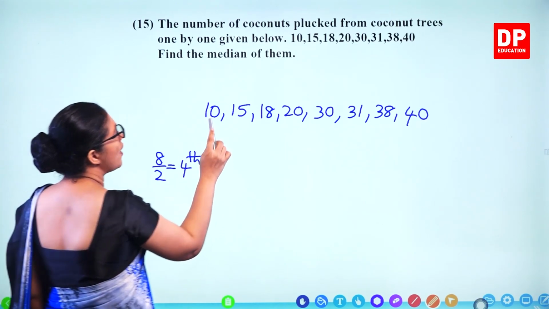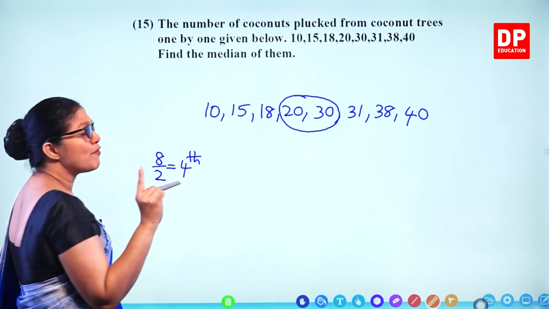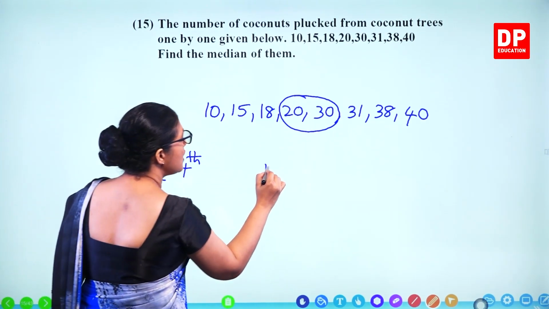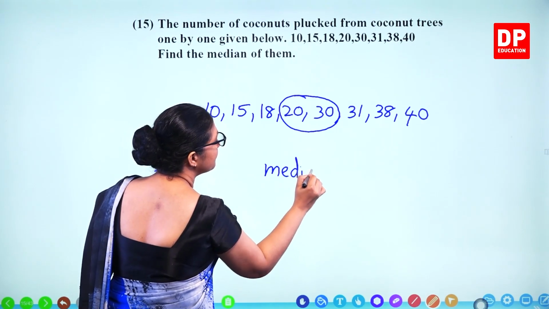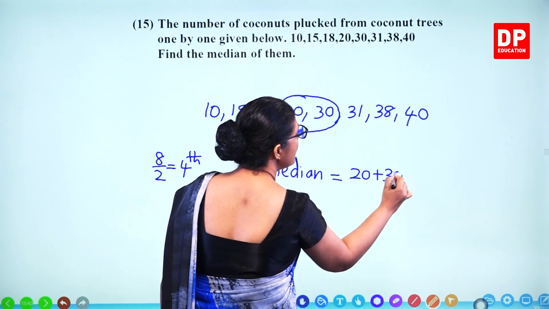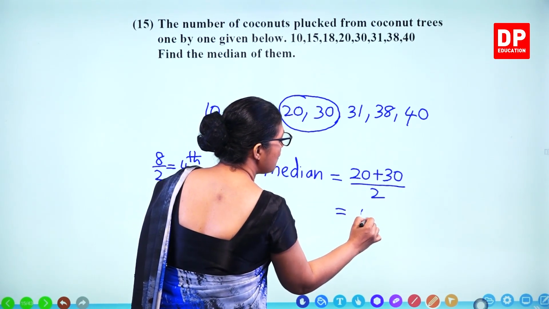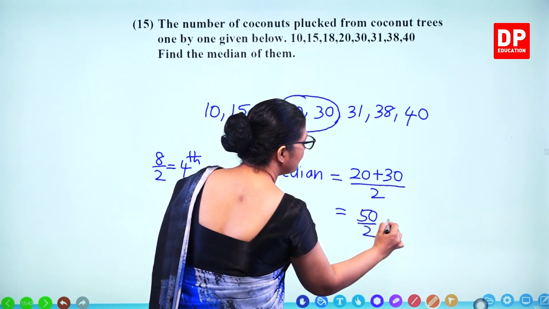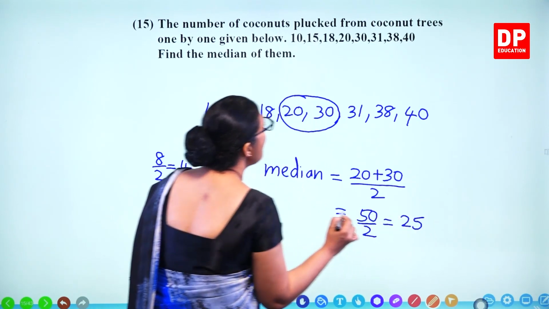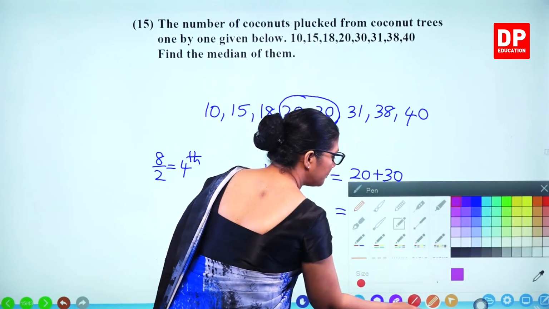So what are the 2 middle numbers? When you divide by 2, you get 4. 4th and 5th one. 1, 2, 3, 4. So 4th and 5th. How you find out the median? You take the mid value. You add and divide by 2. Add the 2 values, divide by 2. You get 50 divided by 2, 25 is the median value. So 2 marks.